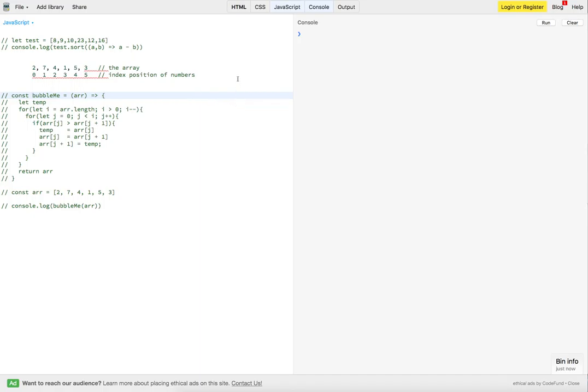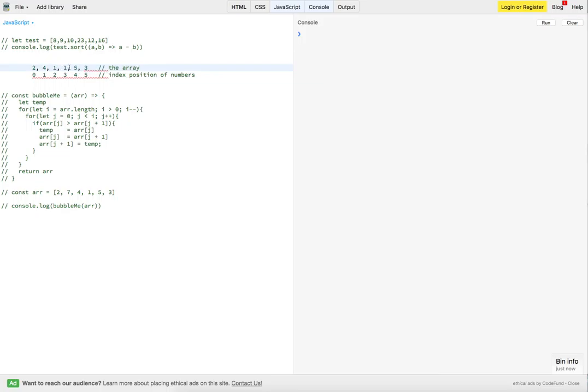So basically what bubble sorting is doing is it's going to start off by comparing these two numbers. And it's going to ask, is 2 greater than 7? Well, it's not. Well, fantastic. We don't have to do anything. Then it's going to move up the chain. It's going to ask, is 7 greater than 4? Well, it is. Okay, well, let's just switch the positions. Then it's going to move up the chain again. Is 7 greater than 1? Well, it is. So let's switch them again.